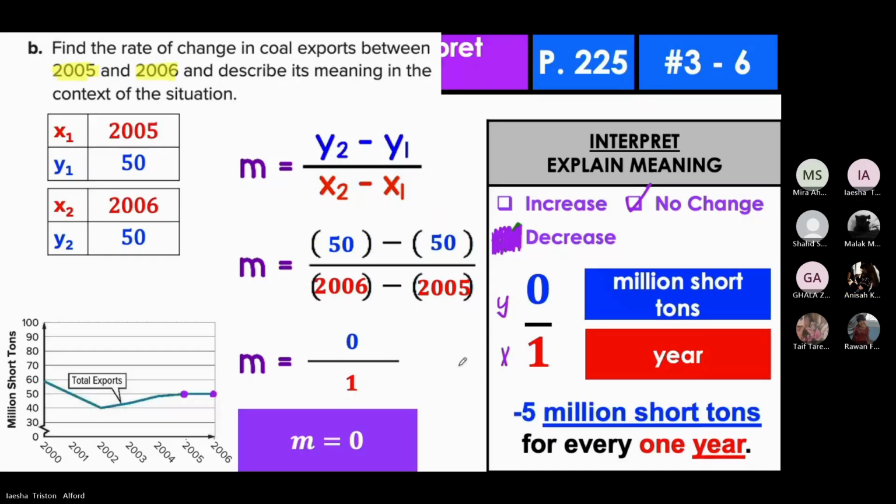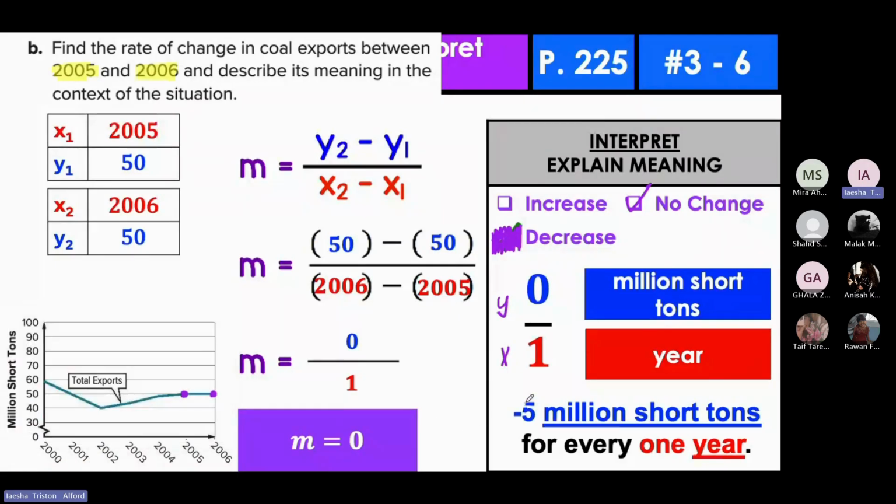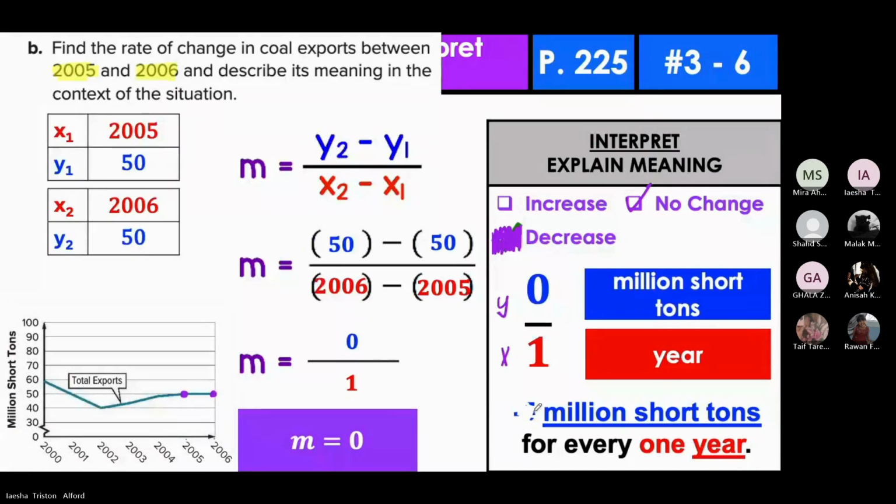Fine. Miss Aisha didn't change this one. Sorry. It's not -5. It should be 0. So it should be 0 million short tons for every 1 year. Done.